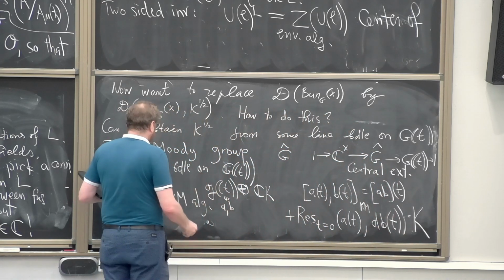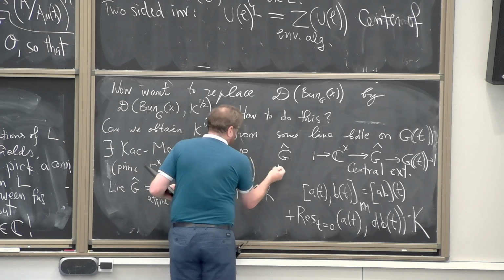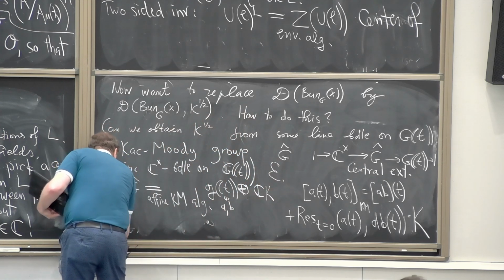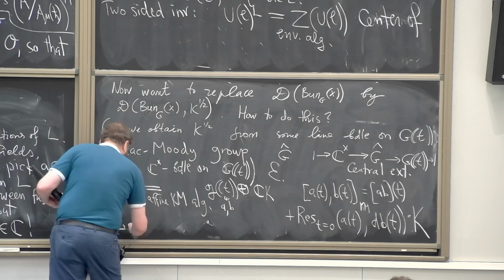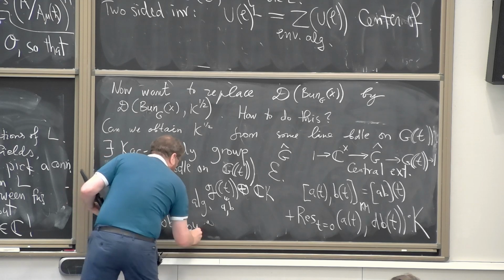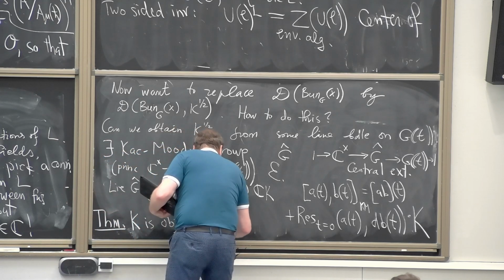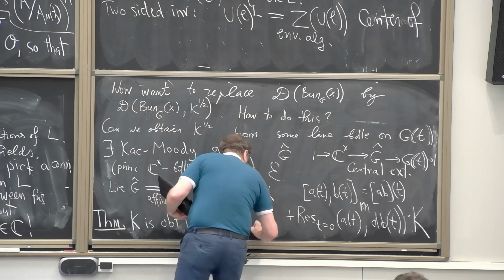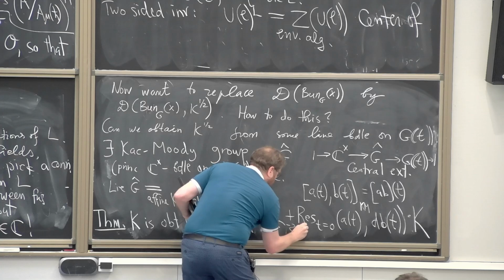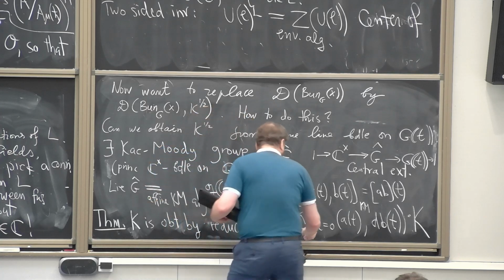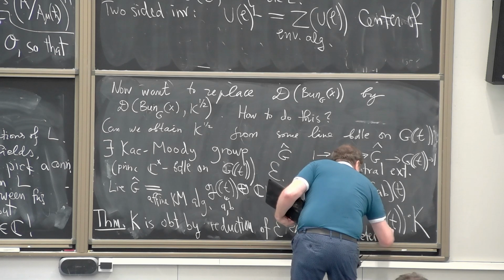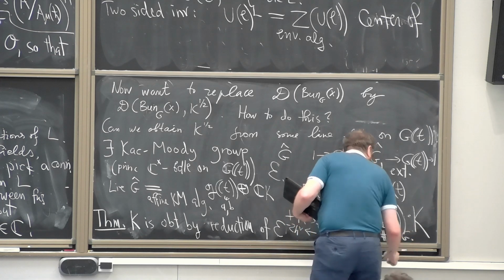then this is a principal C star bundle. Let me call it E, and the theorem is that K is obtained by a reduction downstairs, not of E, but of E to the power minus 2 H check, where this H check is the dual Coxeter number of the group G. So there is a number attached to every simple group G.